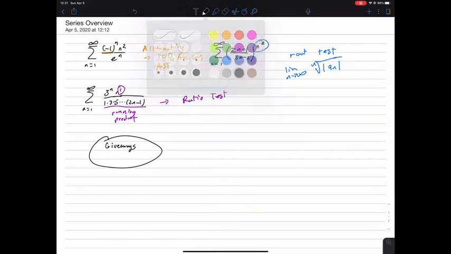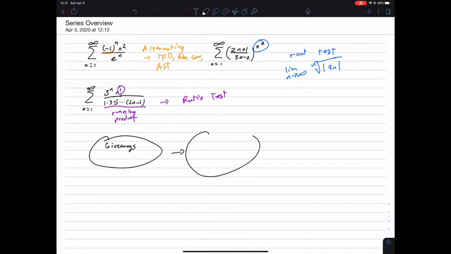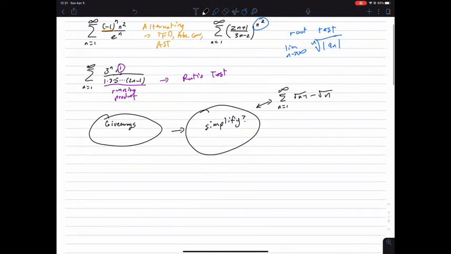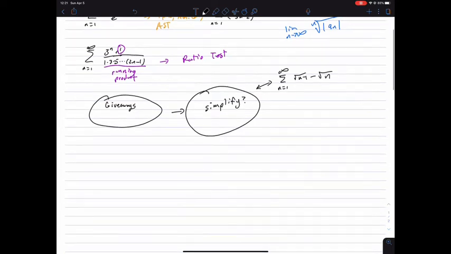So once I've gone through my giveaways, the next thing I should look and say, should I simplify? There was an example in the homework that was something like square root of n minus 1 minus square root of n. And so this would be an example of simplifying. If I have something like this, I just need to rewrite it because I can't tell what it is right now.